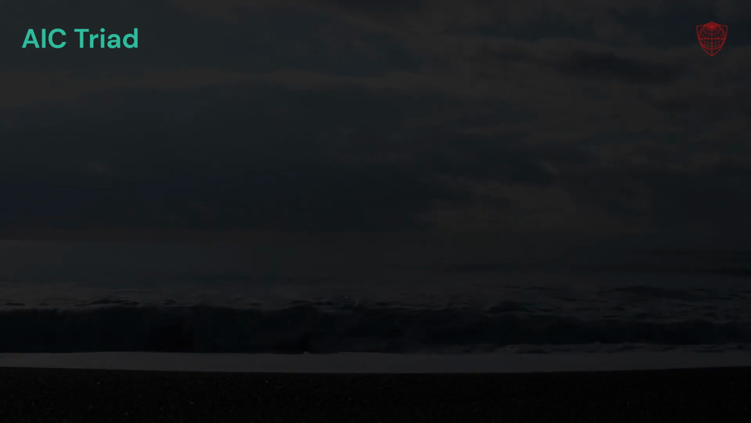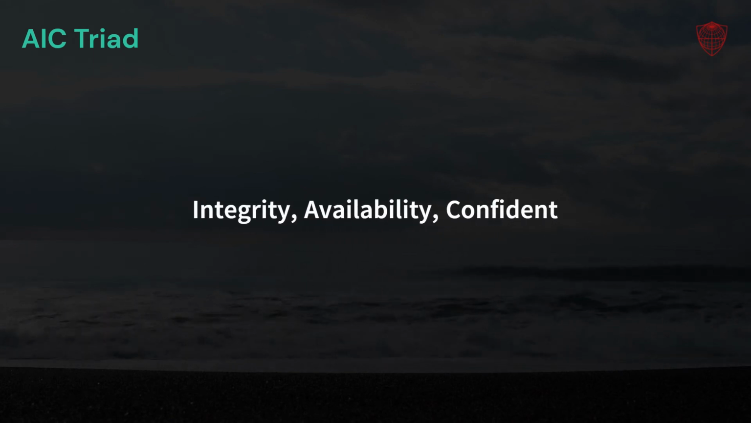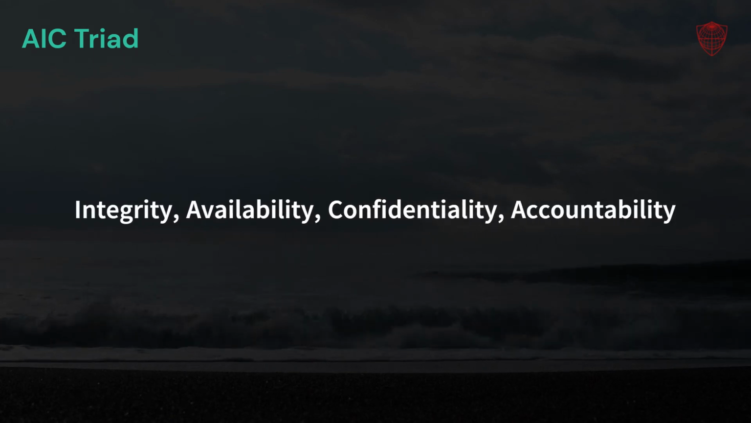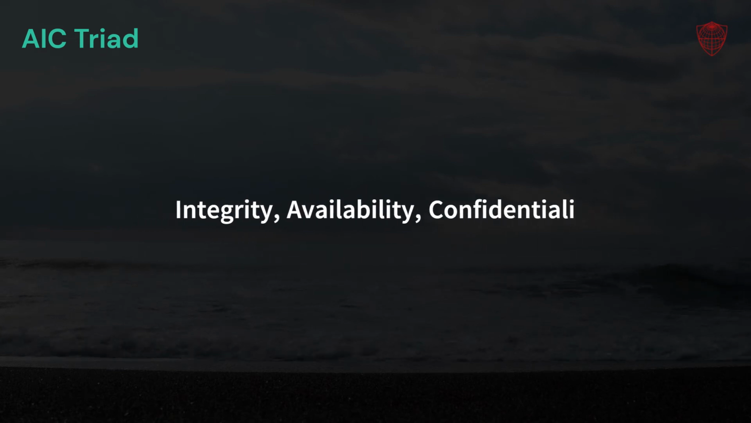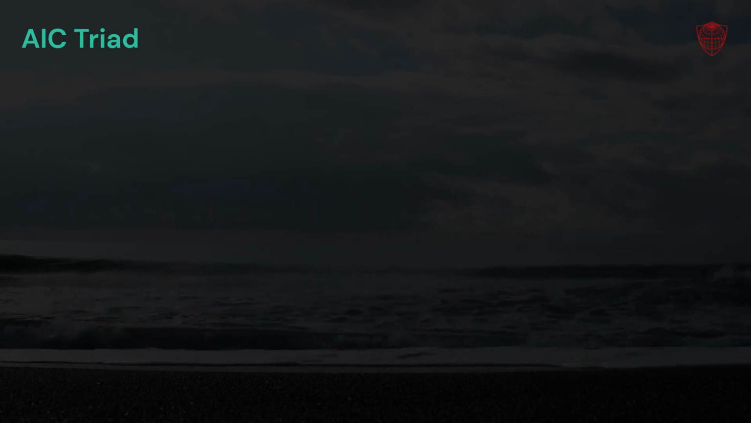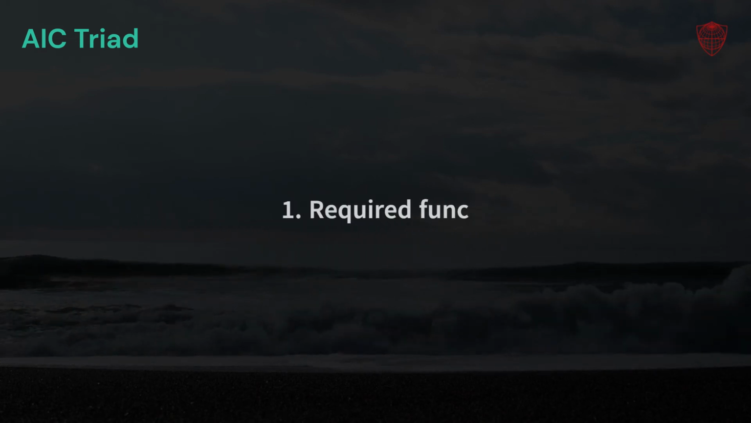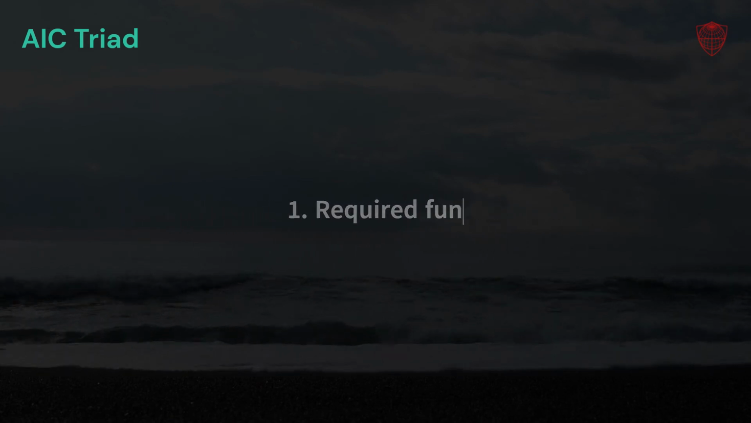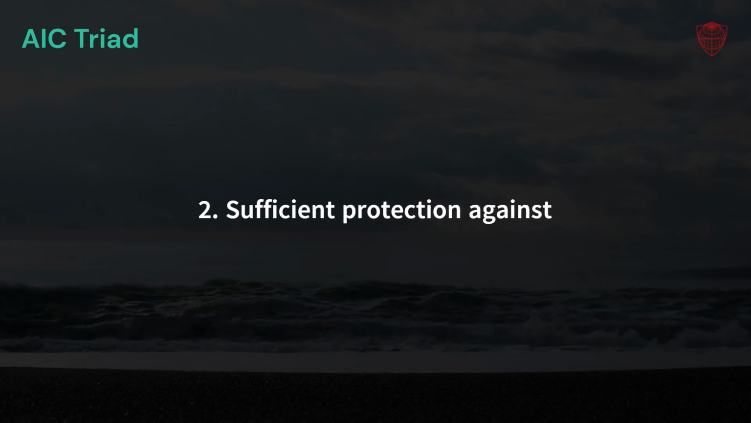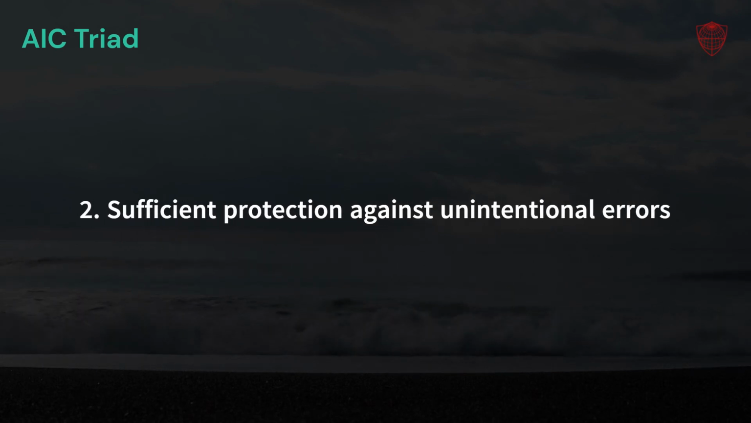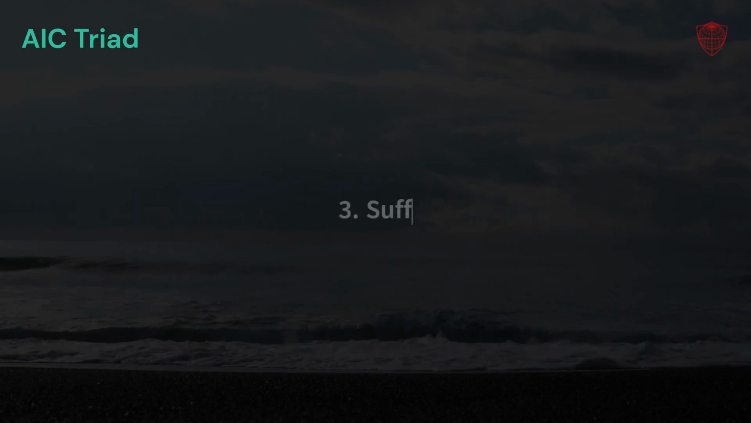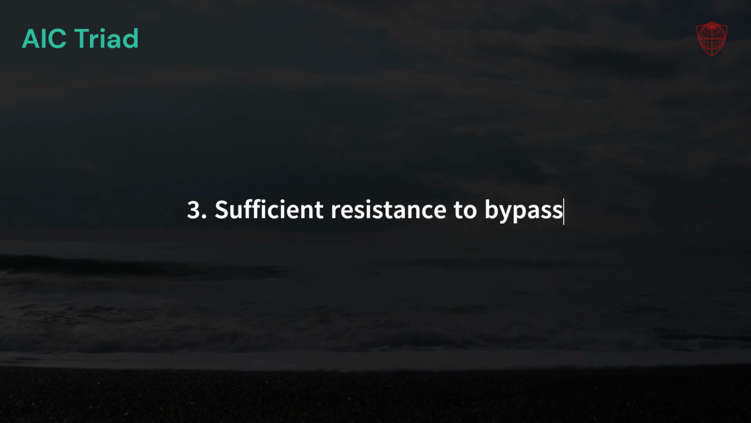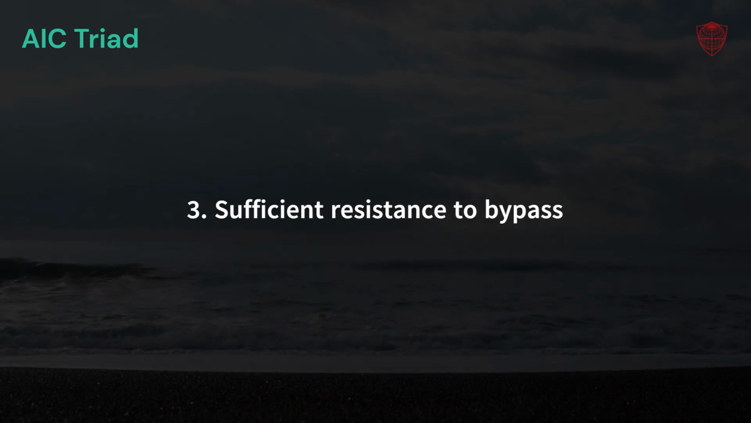The other 4 security objectives, integrity, availability, confidentiality, and accountability, have been adequately met by a specific implementation when, number 1, required functionality is present and correctly implemented. Number 2, there is sufficient protection against unintentional errors, by users or software, and 3, there is sufficient resistance to intentional penetration or bypass.